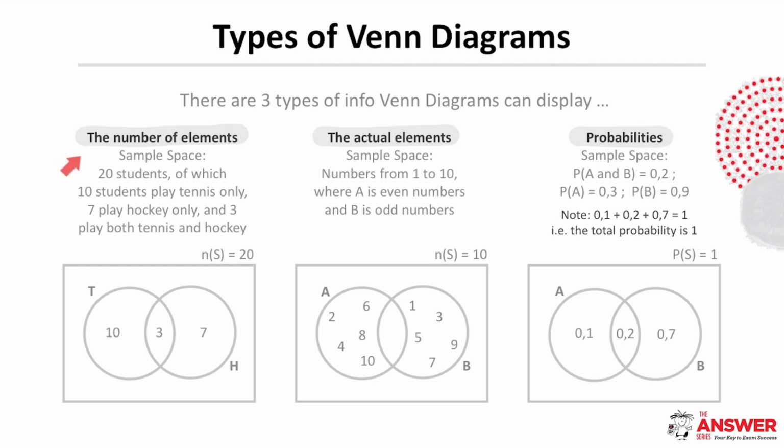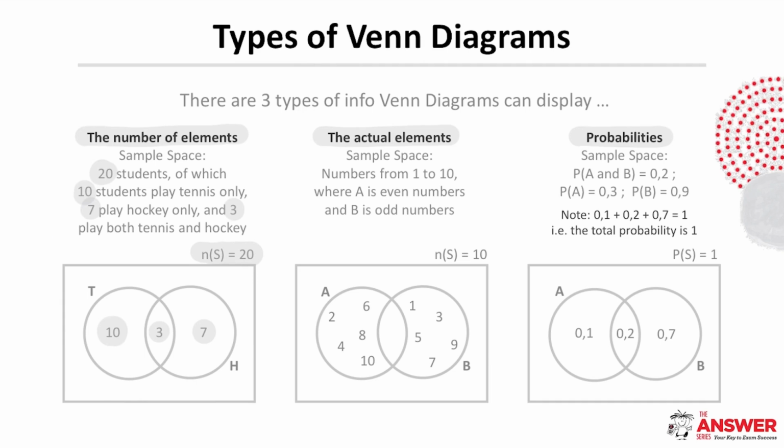Here we have 20 students in this sample space, 10 of whom play tennis only, 7 play hockey only, and 3 play both tennis and hockey. As you can see, the number of students is given in each case.